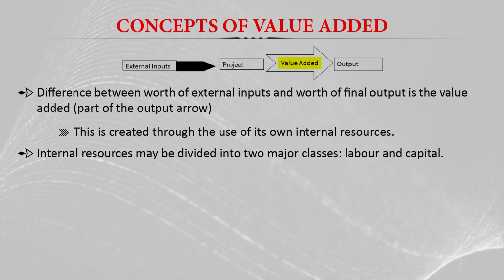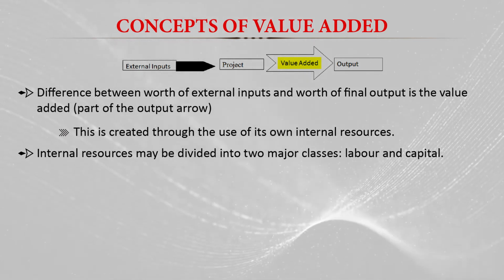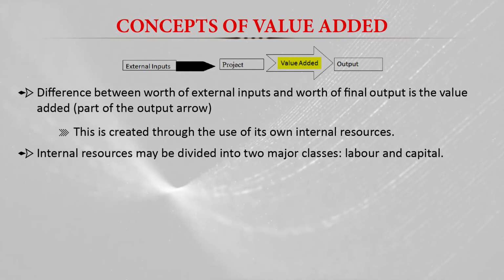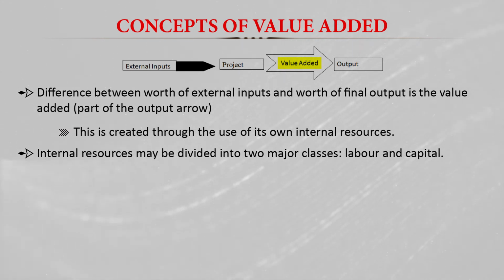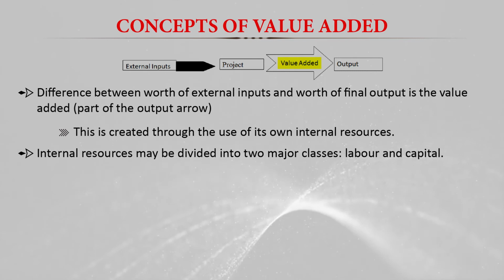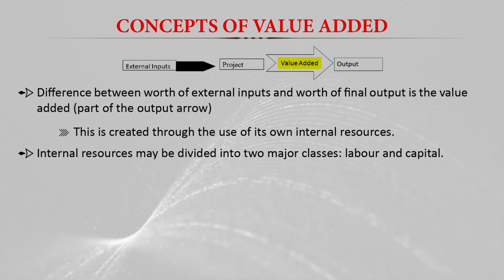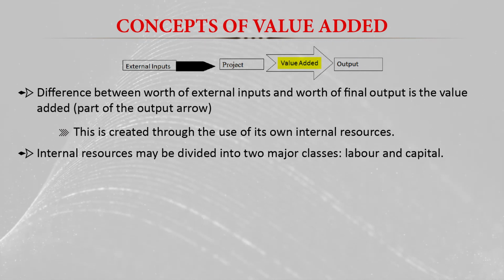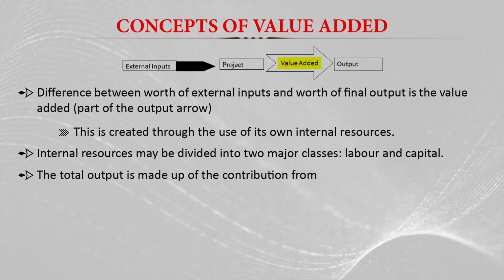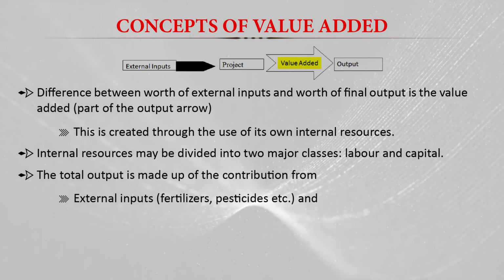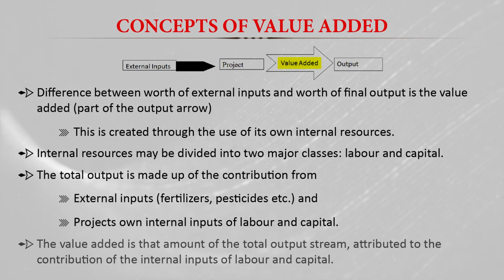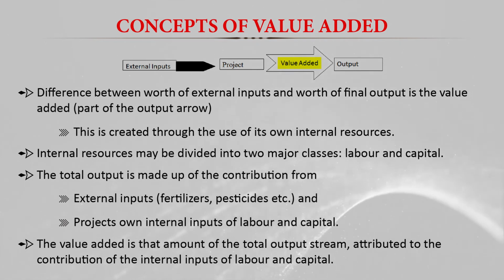Internal resources may be divided into two major classes: labor and capital. So we can say we purchase some input from the market, and then we add our labor or skills, and we add our capital in the production activity. When we subtract the external resources which we are using, the difference is basically the result of our labor and capital. So total output is made up of the contribution from the external inputs like fertilizer and pesticides and the project's own internal input of labor and capital. So the value added is that amount of the total output stream that is attributed to the contribution of the internal inputs like labor and capital. So here there are two different concepts now in the value added.